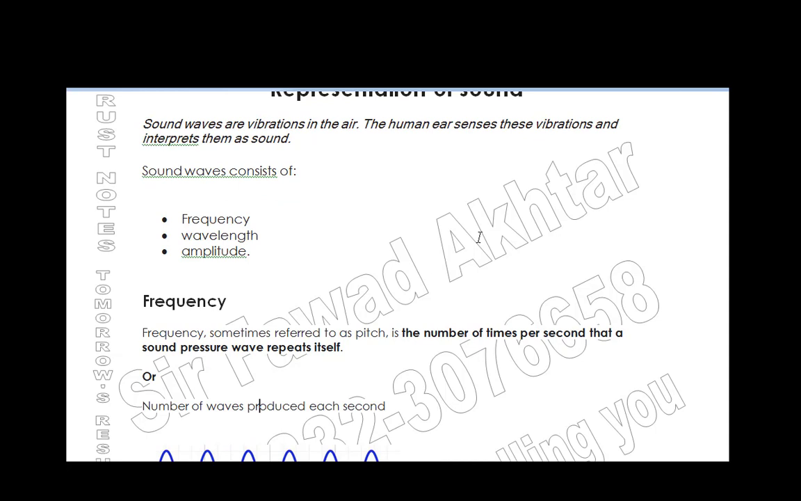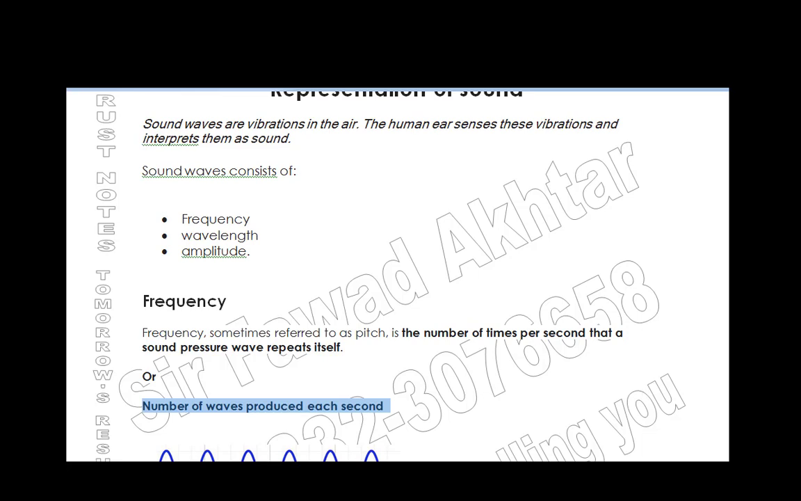So let's try to understand. The first factor is the frequency. So what is frequency? We sometimes call it pitch, right? And how can we define frequency? We can say it is the number of times per second that a sound pressure wave repeats itself. Like in 1 second, how many sound pressure waves are generated. Or in easy words, the number of waves produced each second. It means that in 1 second, how many waves are being produced.